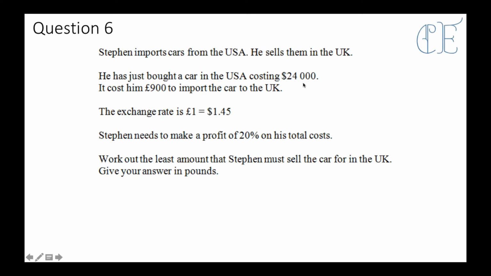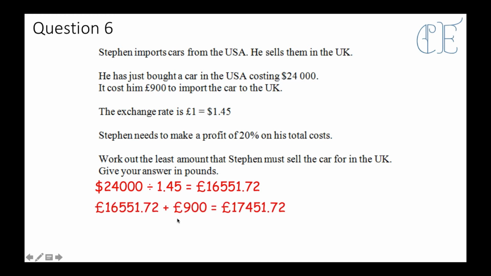That's the first thing that I'd want to change to pounds. Here's my exchange rate, okay, and I'm in dollars here. So if I'm in dollars, I want to take my 24,000 and take it back to pounds, which means I need to divide by my exchange rate. So 24,000 divided by 1.45 gives me £16,551 and 72 pence. Okay, I then must add on that £900 because that was also a cost of importing the car. If I do that, I end up with £17,451 and 72 pence.